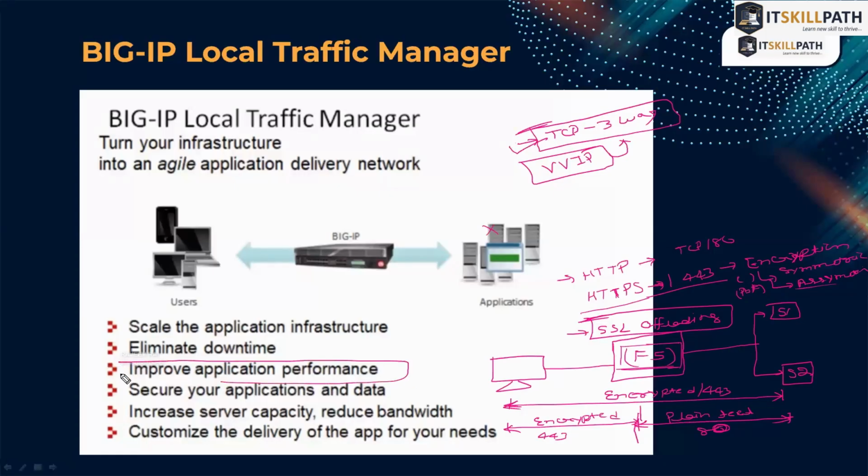The application work is done by the F5 LTM. That's how we can enhance the performance. Secure application I already covered, by not exposing our backend server. We can increase the server capacity easily and reduce the bandwidth. We can customize the delivery of the app. I'll cover that in full proxy architecture: what the full proxy architecture is and how we can cover it. The SSL performance part is clear, how we can enhance the performance and how communication happens. Clear to everyone?